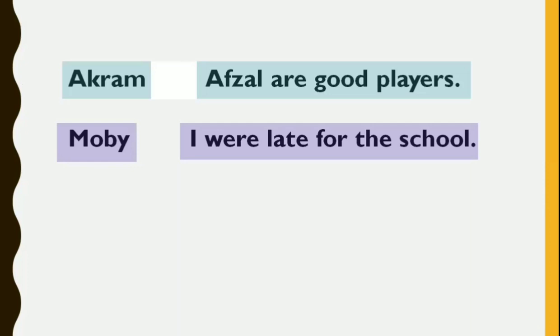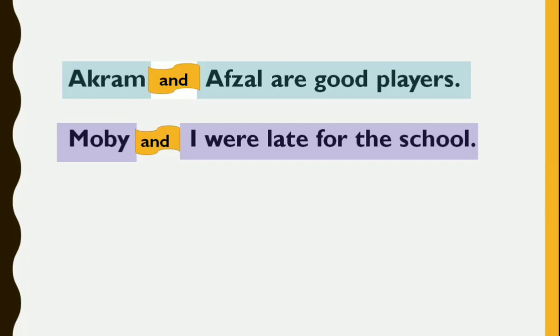See these examples. Here, Akram dash Afzal are good players. Mobby dash I were late for the school. So here something is missing which can make proper sense. Yes, you guessed it correctly. A conjunction is missing in both these sentences. Akram and Afzal are good players. Mobby and I were late for the school. And is a conjunction which is completing both the sentences and giving them a proper sense.